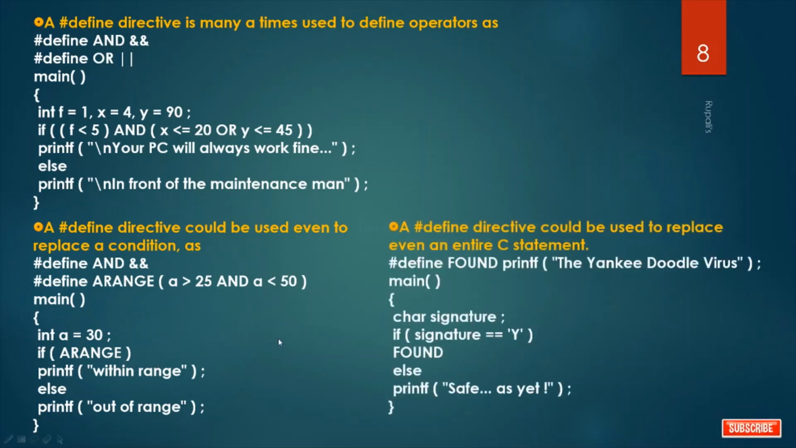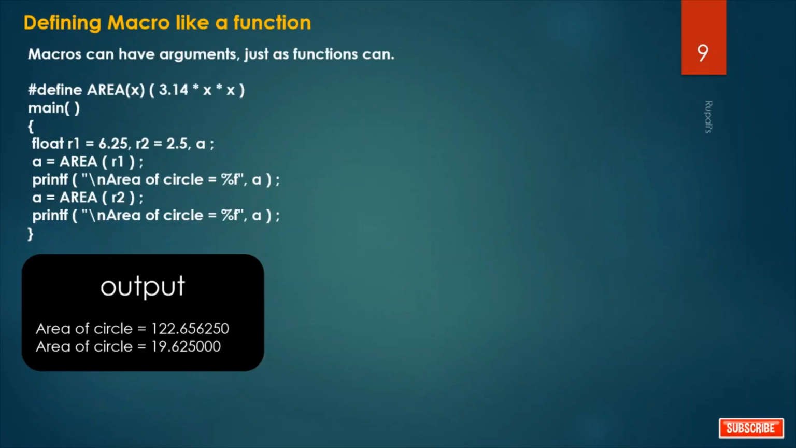Another example is that a #define directive could be used to replace even an entire C statement. See here, #define FOUND as this printf statement. So, in our total program, when the compiler gets this FOUND, it is replaced by this printf statement.